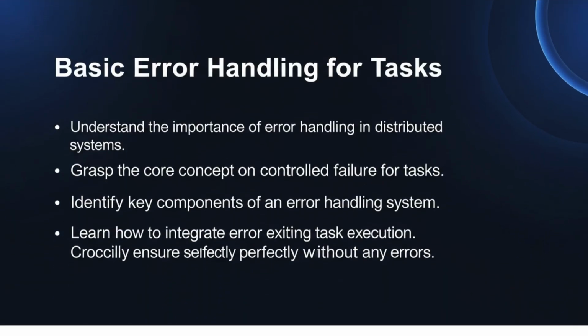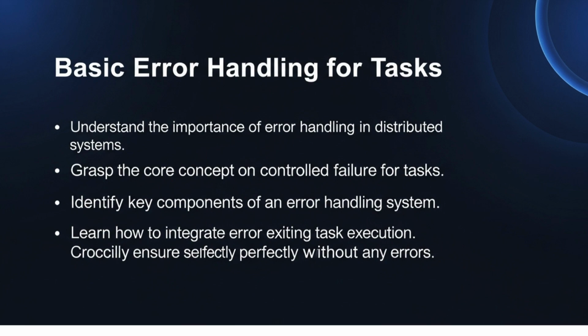Welcome, everyone, to a crucial discussion on building robust software systems. Today, we're diving into basic error handling for tasks, a topic often overlooked until a system is already in crisis. In the world of distributed applications, from managing user requests to processing batch jobs, failures aren't just possibilities, they're certainties. The true mark of a professional-grade system isn't its ability to avoid errors entirely, but how elegantly it recovers and maintains stability when things inevitably go wrong.